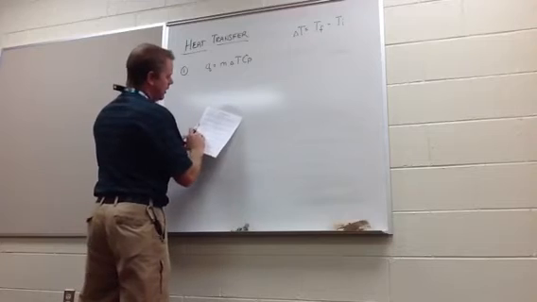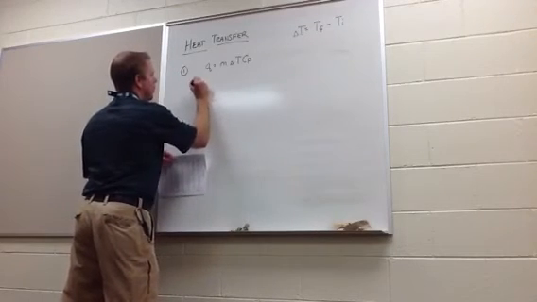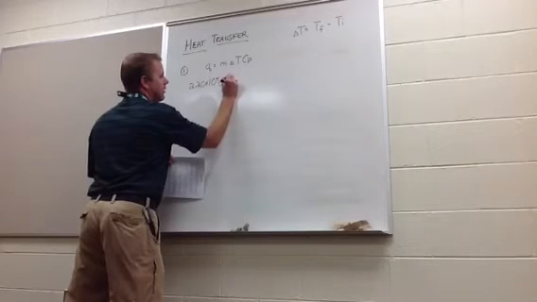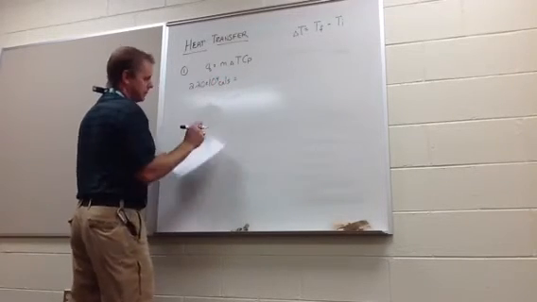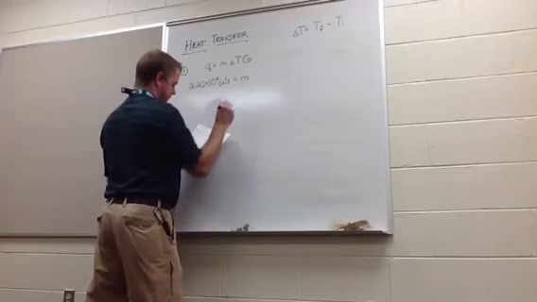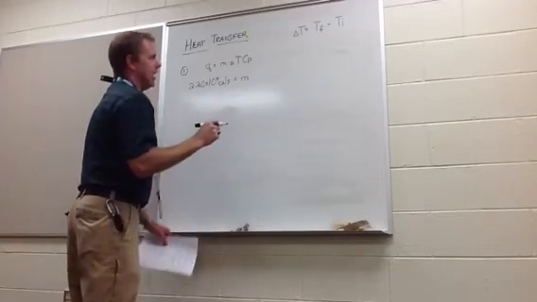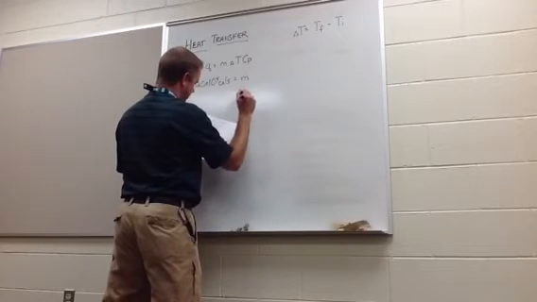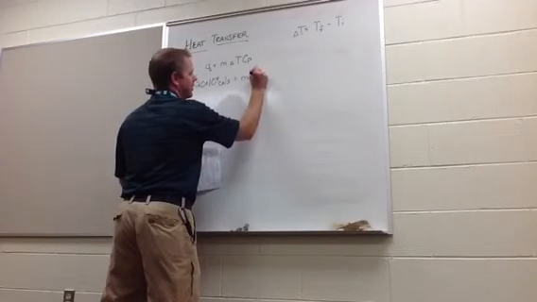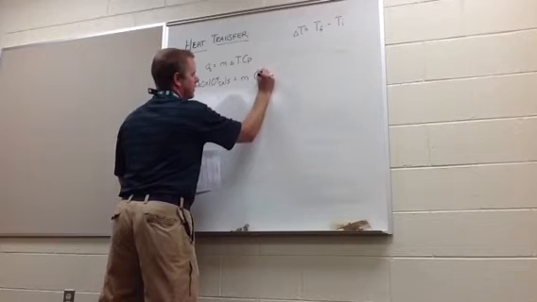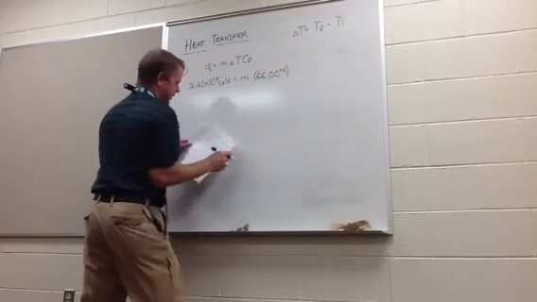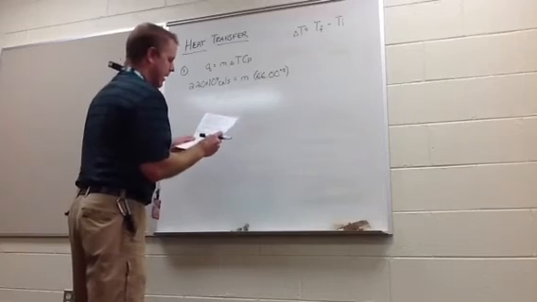Well, you're told that you have 2.20 times 10 to the 4th calories of heat. That's the Q. You want to solve it for M. Delta T, which I've already done, is going to be 66.00 degrees Celsius. The temperature goes up.